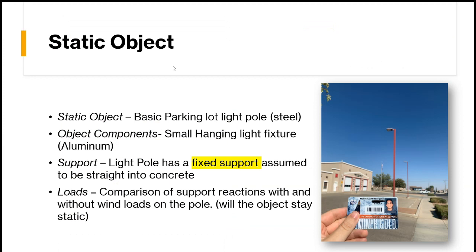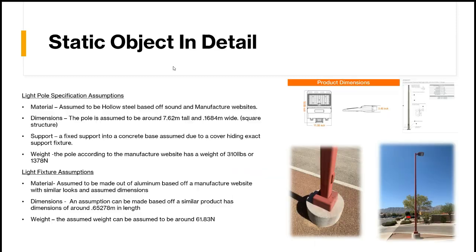So we have our static object. The static object I chose was a basic parking lot light pole. The object's components: it has a small hanging light fixture. The light pole has a fixed support assumed to be straight down into concrete, and the loads. We're going to be comparing the support reactions with and without wind loads on the pole.